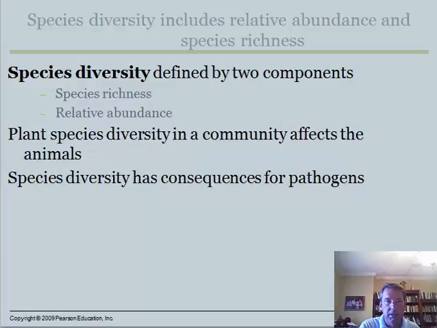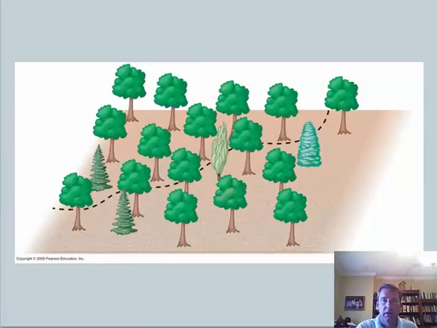For instance, let's look at this right here. In this population, we have a bunch of these trees right here. We got a couple of these, we got one of those and one of those. So that tells us a little bit. We got four different species. Two, three, four, yeah.